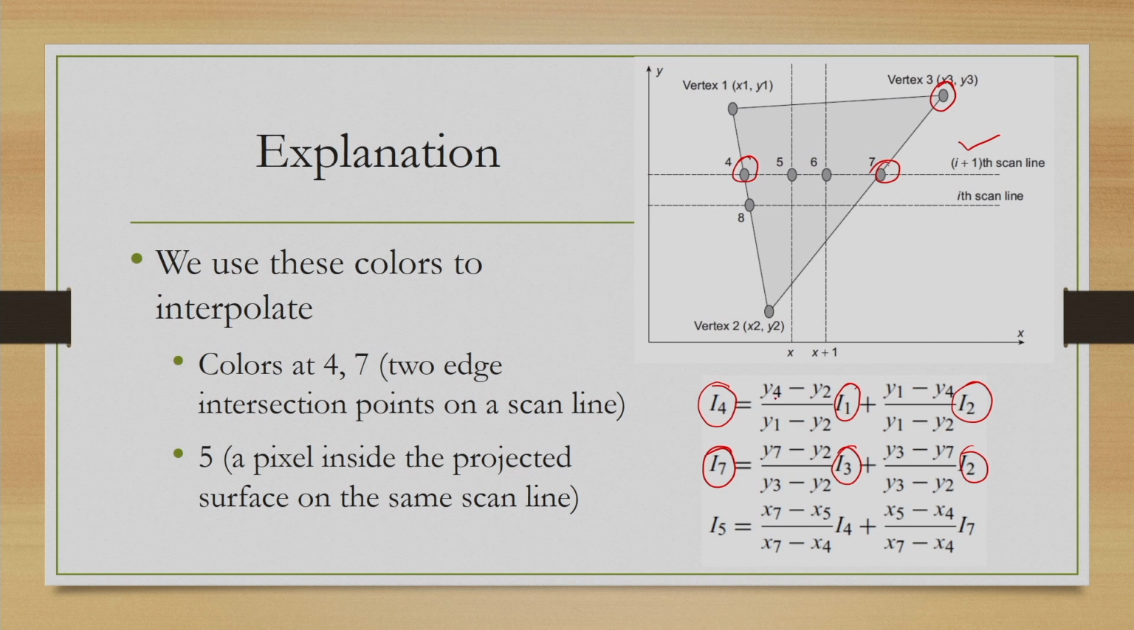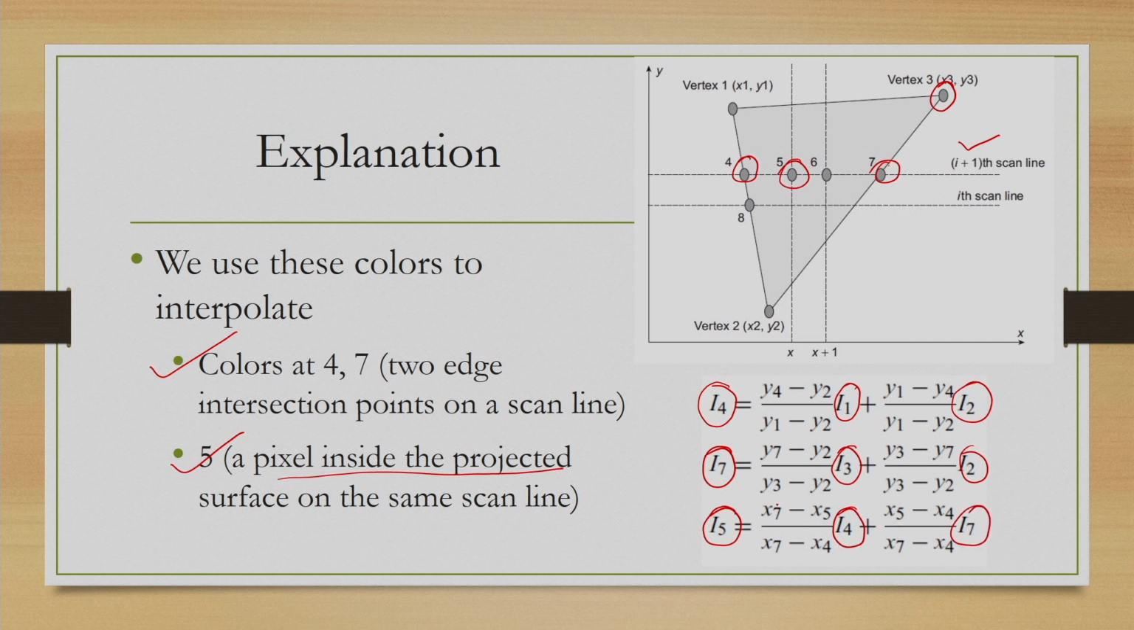And this y4, y2, these are all y coordinates of those pixels. So, we first compute colors for I4 and I7 on the same scan line, and then using I4 and I7 we compute I5, which is inside the projected surface on the same scan line. So, the interpolation is shown here. I5 is computed in terms of I4 and I7.